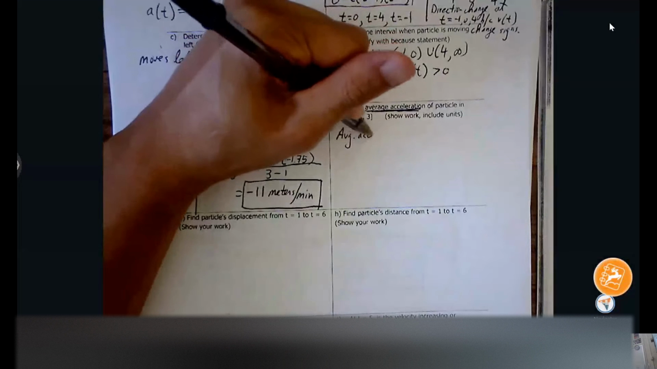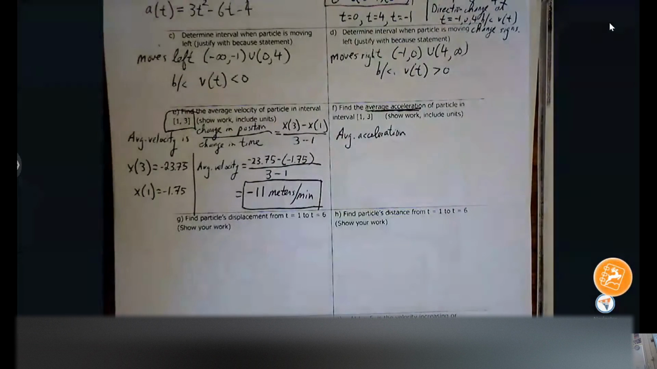Okay. So we take a similar approach with how we tackle average acceleration. What do you think the definition for average acceleration is? Change in velocity over change in time. Again, with average acceleration, we don't touch acceleration even though it's in the name, right?